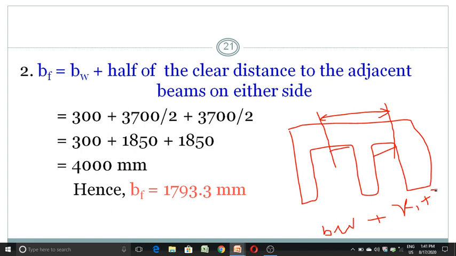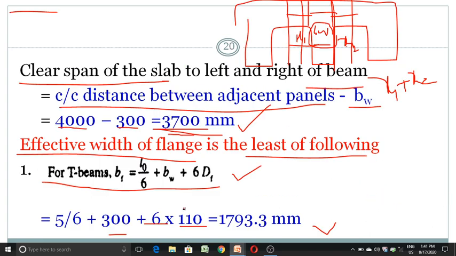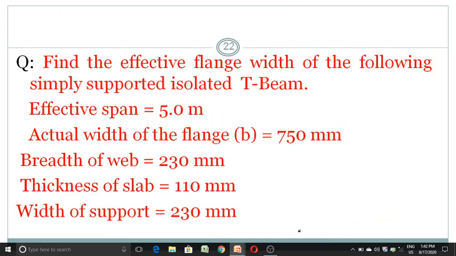So if you add together, we'll get, that is 300 is the BW, half of the 3700 by 2 is 1850, half of the another side 3700 by 2 equal to 1850, we'll get 400 mm. So effective width will be provided as the minimum of these two conditions. So the minimum value we got with respect to the Codal formula, that is 1793.333 mm. So let us discuss one more problem.